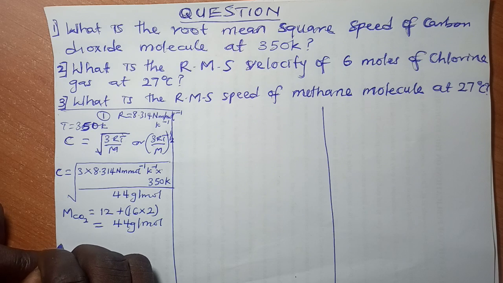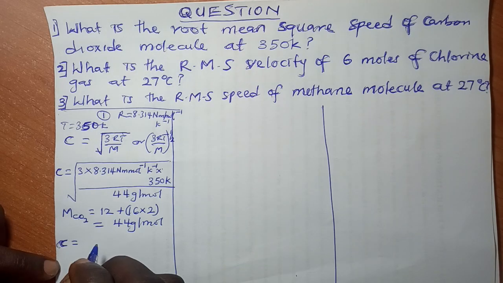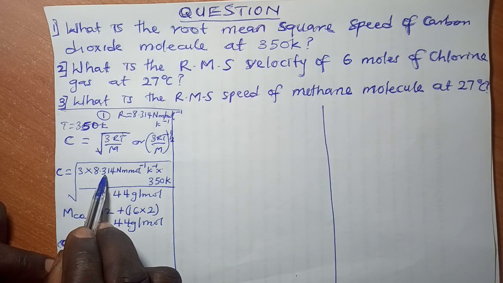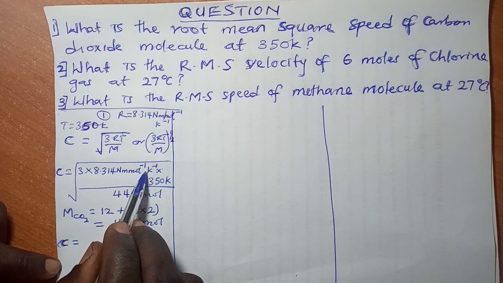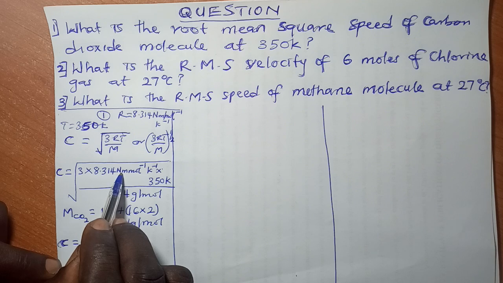If you go further, remember this is the unit of our molar gas constant in Newton meter per mole per Kelvin, or joule. A Newton is kilogram meter per second square. That means 1 Newton meter will give you 1 joule.